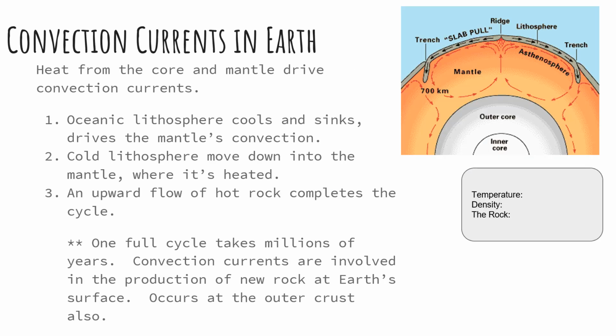Convection currents in Earth. Heat from the core and mantle drive convection currents. Oceanic lithosphere cools and sinks and drives the mantle's convection. Cold lithosphere moves down into the mantle where it's heated. An upward flow of hot rock completes the cycle. One full cycle takes millions of years. Convection currents are involved in the production of new rock at Earth's surface, and it occurs at the outer crust as well.